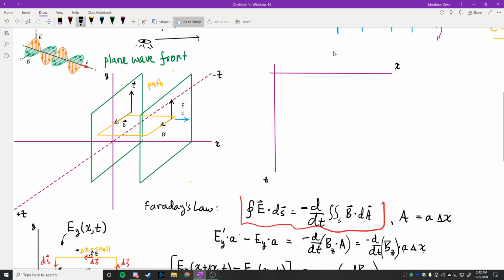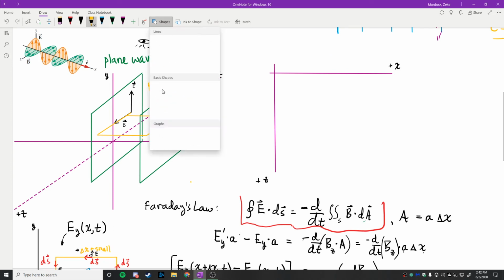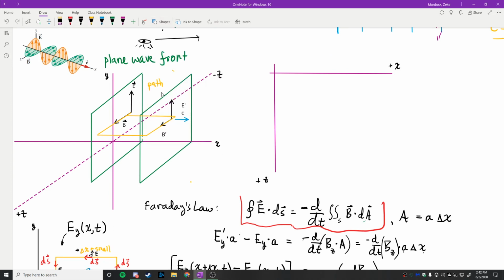I really shouldn't be doing ink shape. Stop doing ink shape. Okay, yep. So this is positive X, this is positive Z, and let's put our box in there, which is our shapes. This is our path. Okay, and now we're looking at the magnetic field in this region, okay? And we're going to say our magnetic field is going to look something like this.